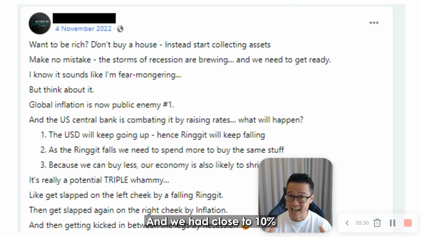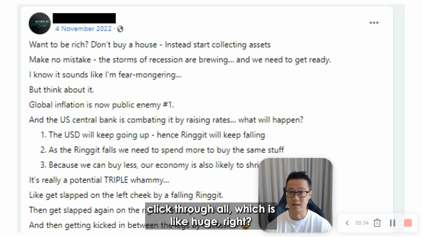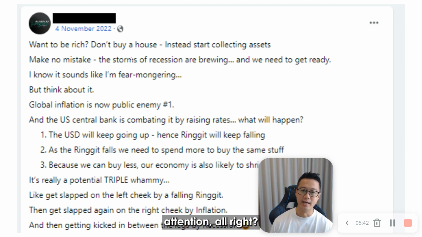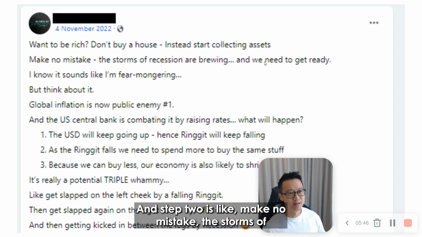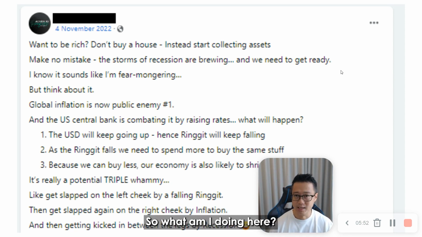And we had close to 10% click through all, which is huge, right? So here, we just have that pattern interrupt to get people's attention. All right. So that's step one, and step two is: make no mistake, the storms of recession are brewing, and we need to get ready. All right. So what am I doing here?